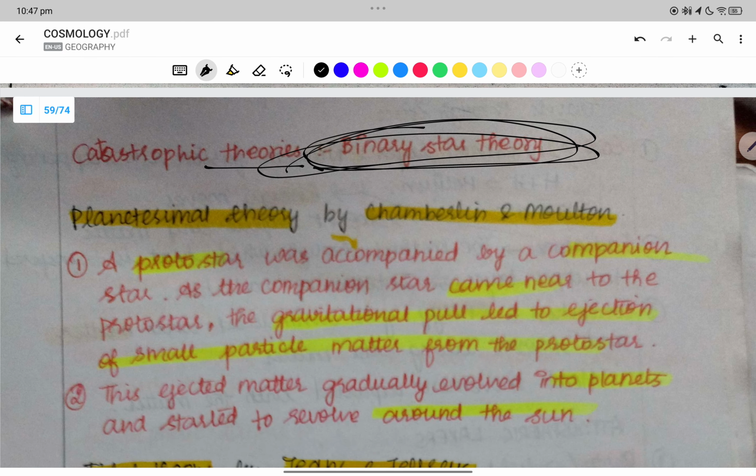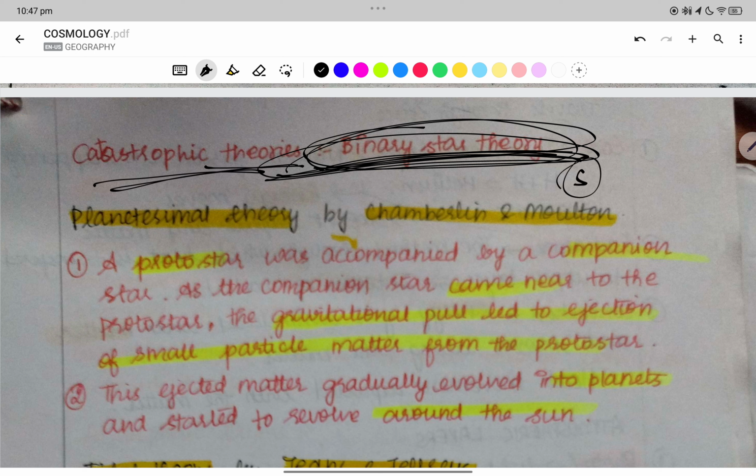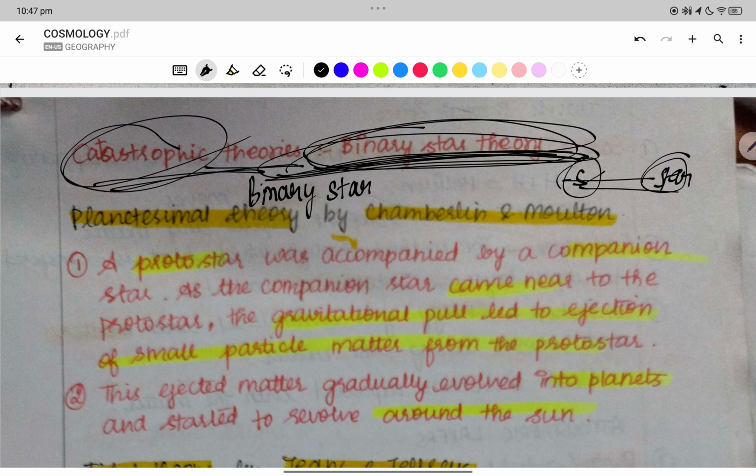Now, it is also called the binary star theory because for the catastrophe, let's say this is the sun. Another big star is coming and dashing with the sun. This is the mostly propounded theory, right? So we call the catastrophic theory also the binary star theory. Now this is the planetesimal theory, and then we also have another theory.